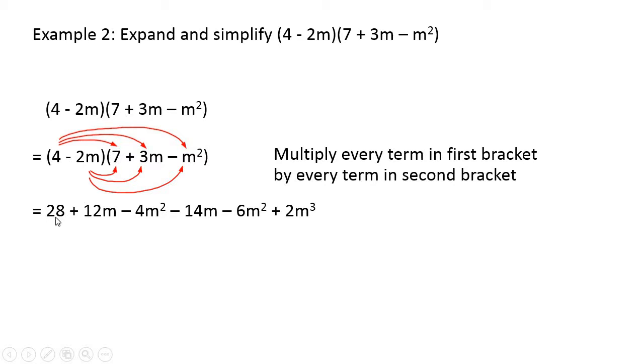4 times 7 is 28. 4 times plus 3m is 12m. 4 times minus m² is minus 4m². And then negative 2m times 7 is negative 14m. Negative 2m times 3m, just focus on the numbers first. Negative 2 times positive 3 is negative 6. m times m is m². And then negative 2m times minus m², the negatives cancel to be a positive, and you have a 2 here and a 1 here, so it's a 2 here, and m times m² is m³.